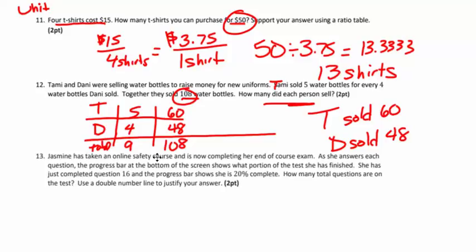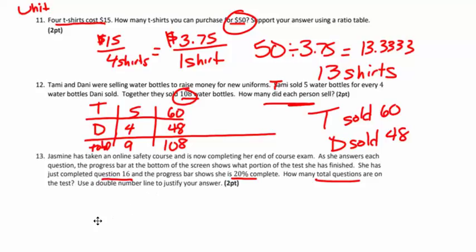I don't want to just see ratio tables. You got to come out and finish the question. All right, this one might have confused you, but I think once I show it, you're going to be like, oh, well, that's easy. Jasmine has taken an online course and is now completing her end of course exam. As she answers each question, the progress bar at the bottom of the screen shows what portion of the test she's finished. She has just completed 16 questions and the progress bar says 20% complete. So how many total questions are there?